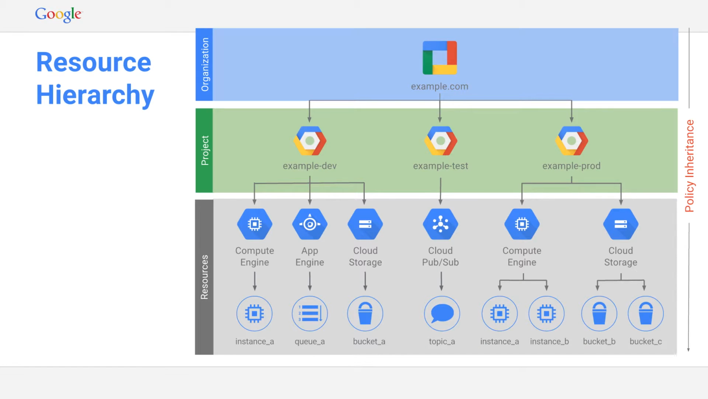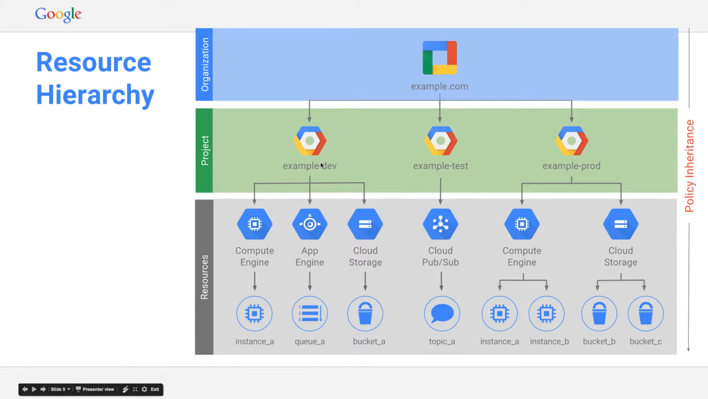So what we see here is a view of this resource hierarchy. Down here at the bottom, we see individual resources. An instance being a virtual machine, a queue, part of App Engine, a bucket, part of Cloud Storage, a topic, part of Pub/Sub, and so on. Those are the resources, and these resources all live inside of a project.